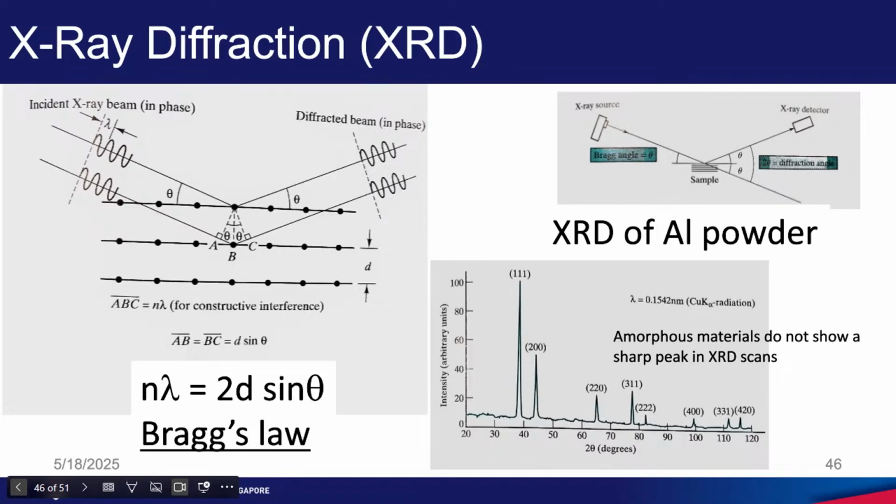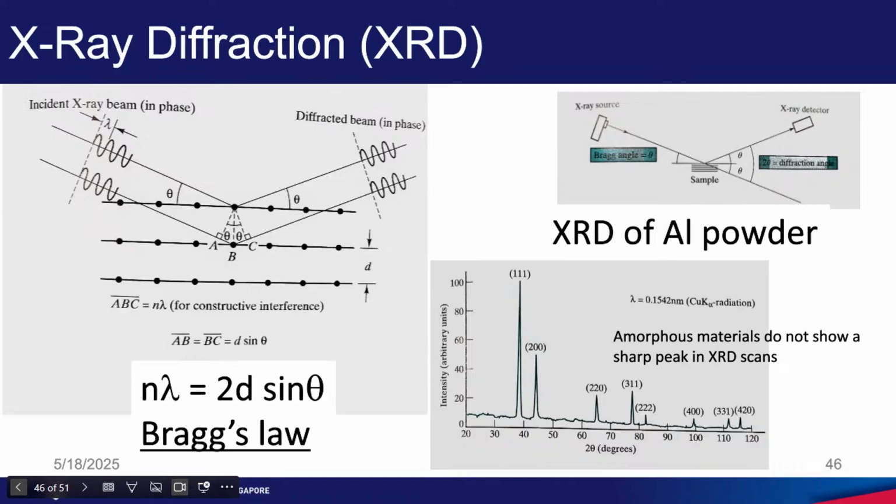Then there will be constructive interference. So, when this condition is met, when n lambda is equal to 2d sin theta, constructive interference will take place and you will find peaks. So, when you do XRD, you will find there will be some peaks. If you know the lambda, because that is the wavelength that you used in the X-ray system, and you know the peak positions, these are 2 theta. So, you divide this angle by 2, you will get theta. Substitute them, and you can calculate the lattice constant d.